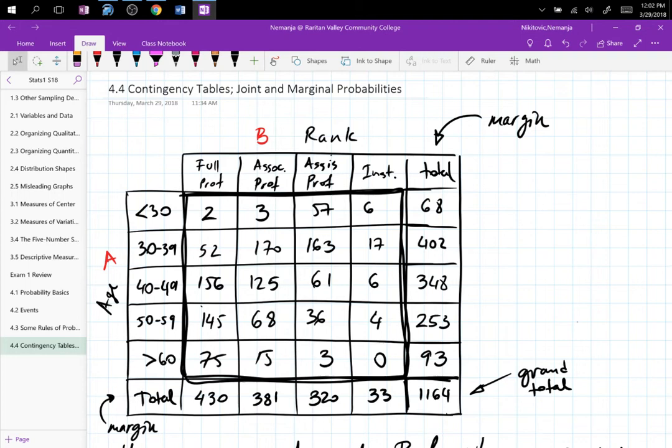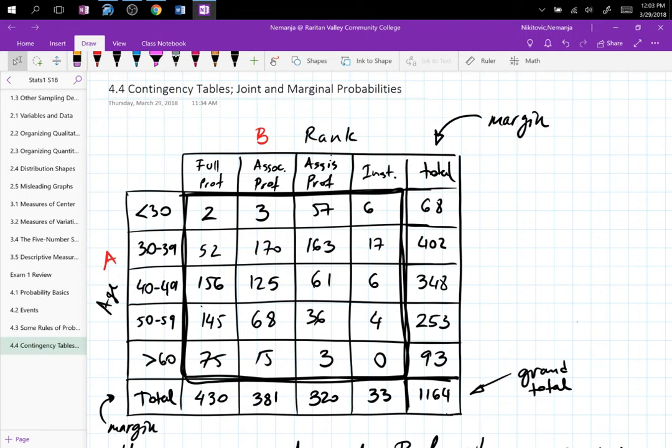430 divided by 11. Now, what is the probability that someone is a full professor and in their 30s? 52 divided by 1, right? Because I'm asking, what's the probability of full professor? And I stop. This is only one category, all full professors. But if I say full professor and in 30s, well, that limits you immediately.